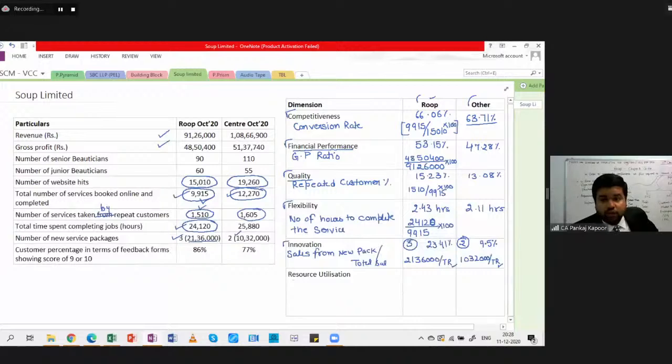Okay, moving further. Resource utilization. How can the resource utilization be quantified? In the service industry, the major resource is either the intellectual property or the person who is either professional or vocational, who is performing that particular service. So here the beauticians are the resources. The time of beautician is the resource. The number of labor hours is the critical element, critical resource. So how can we identify resource utilization?